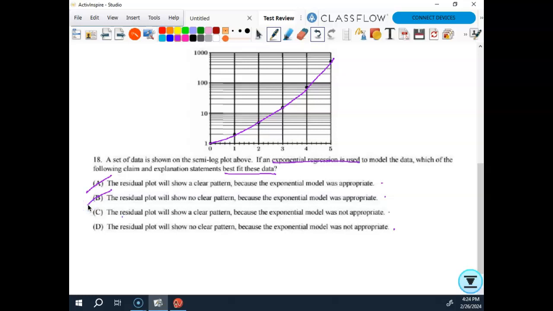Then it talks about the residual plots. Okay, so remember the R values. This is a semi-log plot. The R values that we plotted, they look like this. Remember, we have some above, some below. And if we saw a clear pattern, like something like that, then that would mean that it was not a good model. If it was random, then that means that there is no pattern. So since it's not appropriate, we should have a clear pattern, because a pattern means it doesn't work. No pattern means that it does.